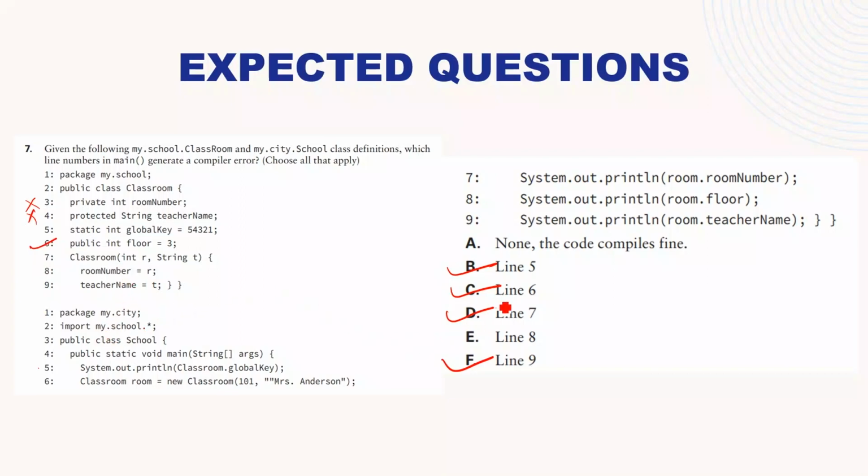So that is why line number 8 will compile fine, because floor has public access, so it is going to be compiling fine. So except that, all of the options will not compile. Okay, so I hope that is fine. I hope that is a pretty easy question.